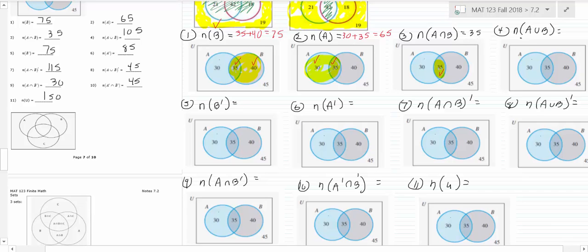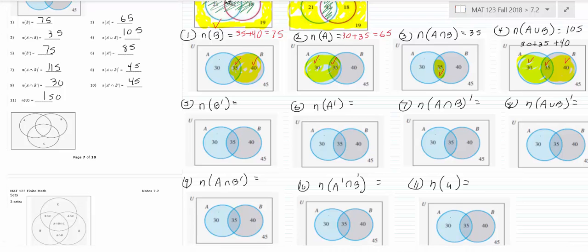The next one is A union B. Well, that just means everything that's in A or B or both. So the union would be the sum of these numbers right here. So what you would do in this particular problem is you would just do 30 plus 35 plus 40. If you work that out, let's see, that's 105. Use a calculator if you want to on that. Okay, that's how that goes.